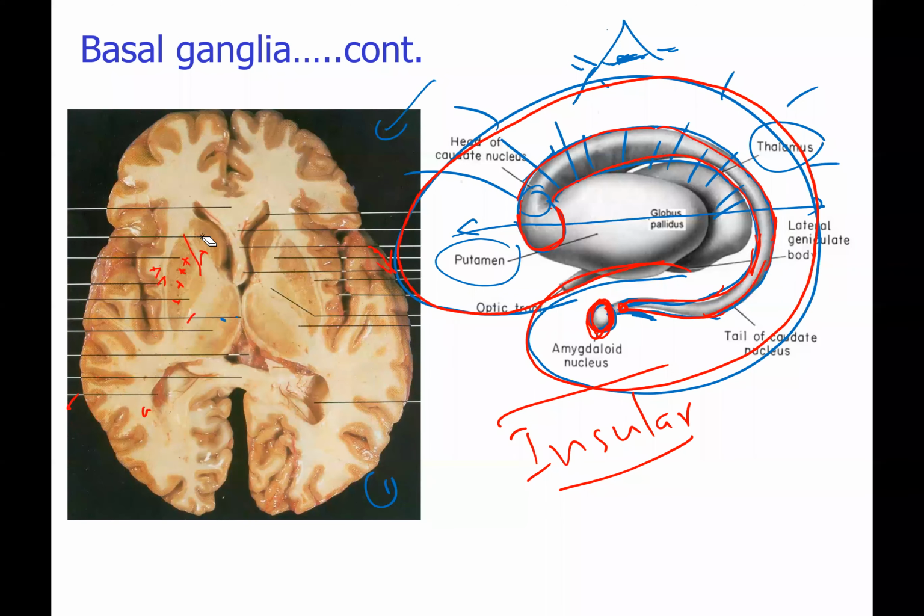Now you have seen all the basal ganglia. You have seen the caudate, the lentiform nucleus with its putamen and globus pallidus. You have seen the claustrum. You have seen the amygdaloid here. Okay, shall we move on?